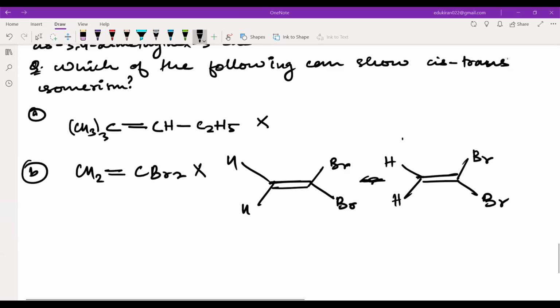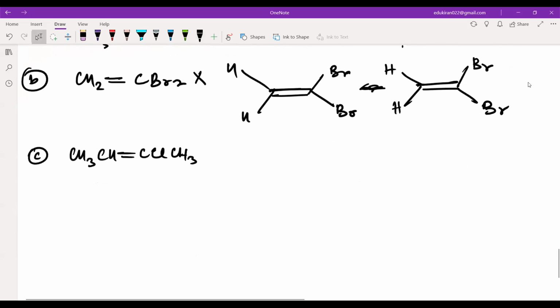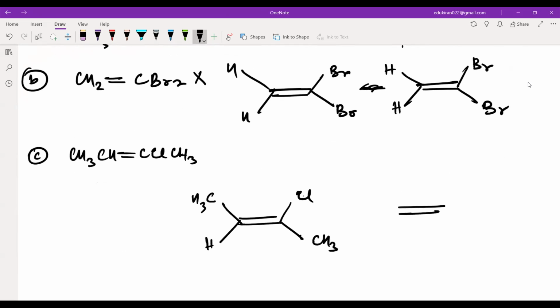Similarly, tell me about this structure: CH3, CH double bond, CCl, CH3. Will it show geometrical isomerism? Yes or no? You have CH3 group attached here, you have hydrogen attached here, you have Cl group attached here, you have CH3 attached here. Now, if I flip these two groups, Cl and CH3, let us see what happens.